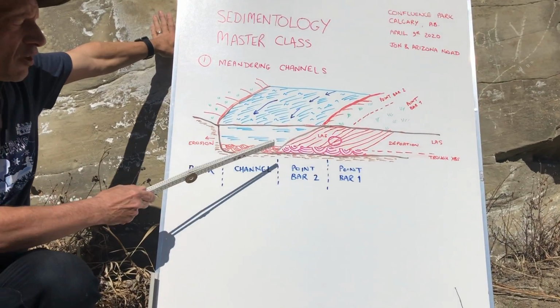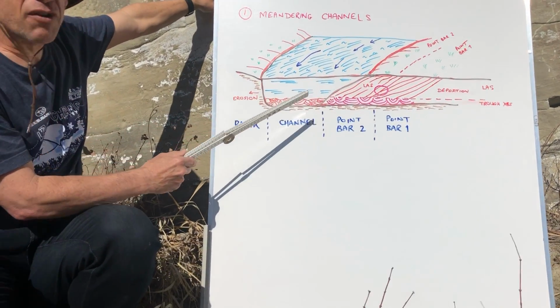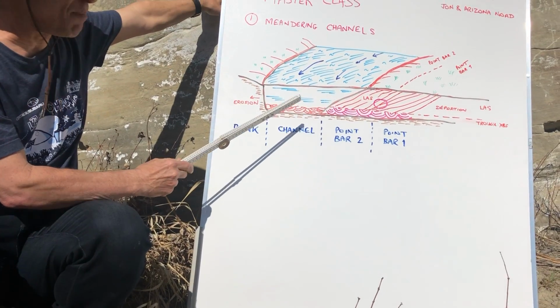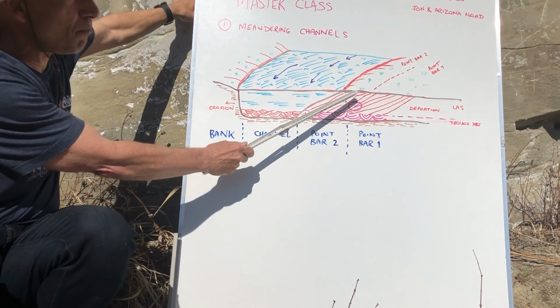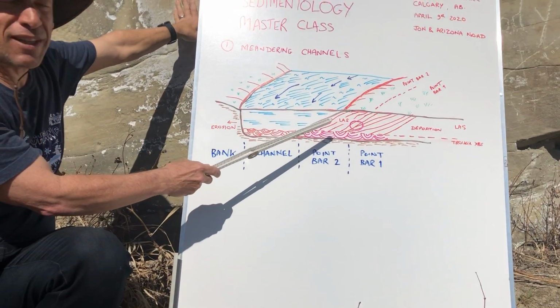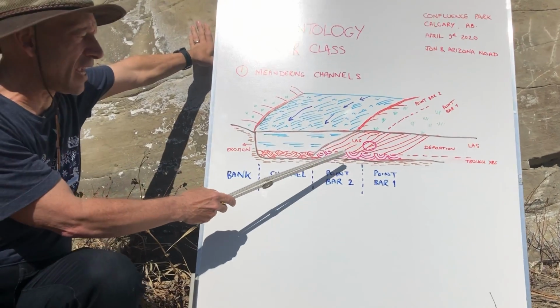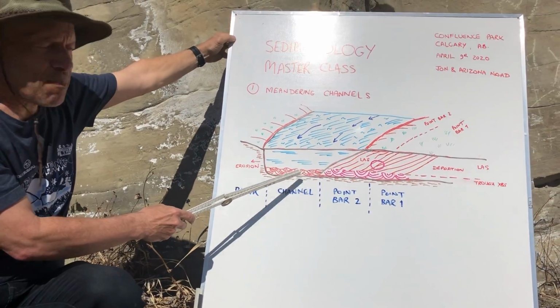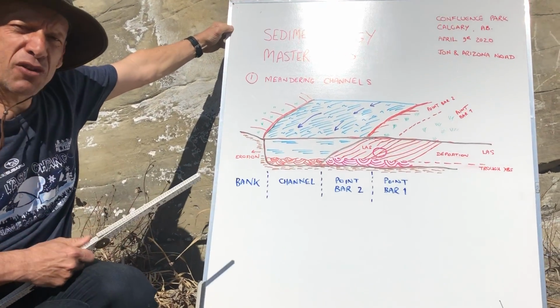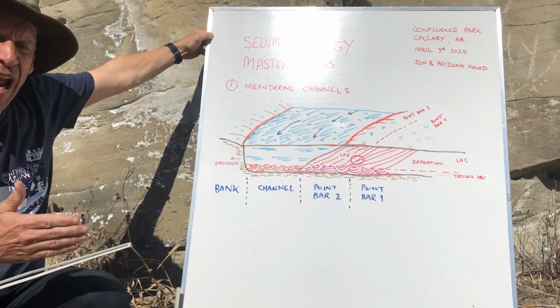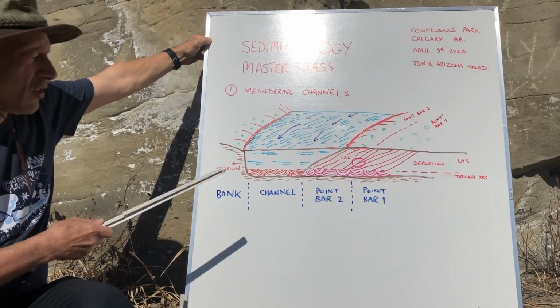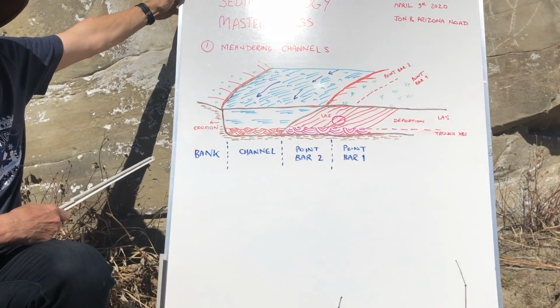On the inside of the bend, the current's moving much more slowly, and there you get deposition. So there you'll have the bank building out through time, forming these lateral accretion surfaces, or LAS. At the base of the channel itself, there are lots of sand dunes, and the sand is being carried along by the current, and those sand dunes are often preserved in the rock record.